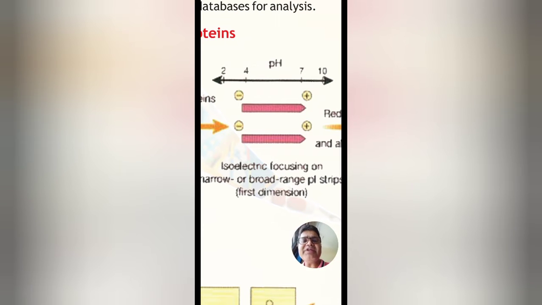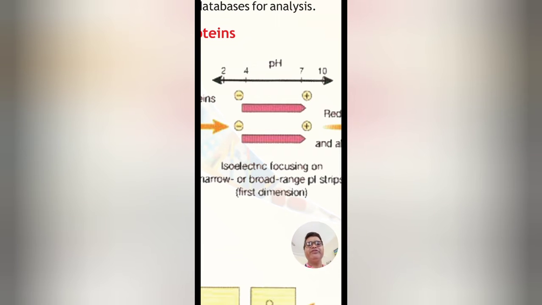So protein slowly and slowly moves toward its respective pH after attaining the particular pI.